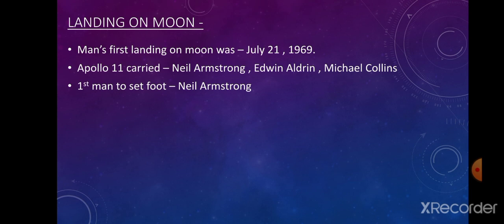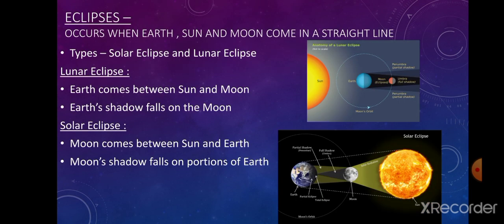We have seen about the landing on the moon. Next we will see about eclipses. What is an eclipse? An eclipse occurs when Earth, Sun, and Moon come in a straight line during revolution. That means all three stay in the same line. There are two types of eclipse: the solar eclipse and the lunar eclipse.